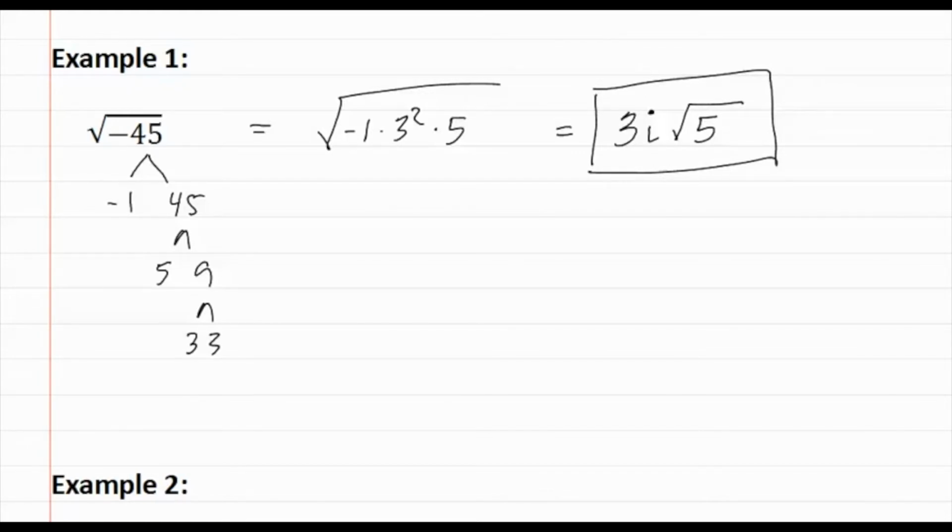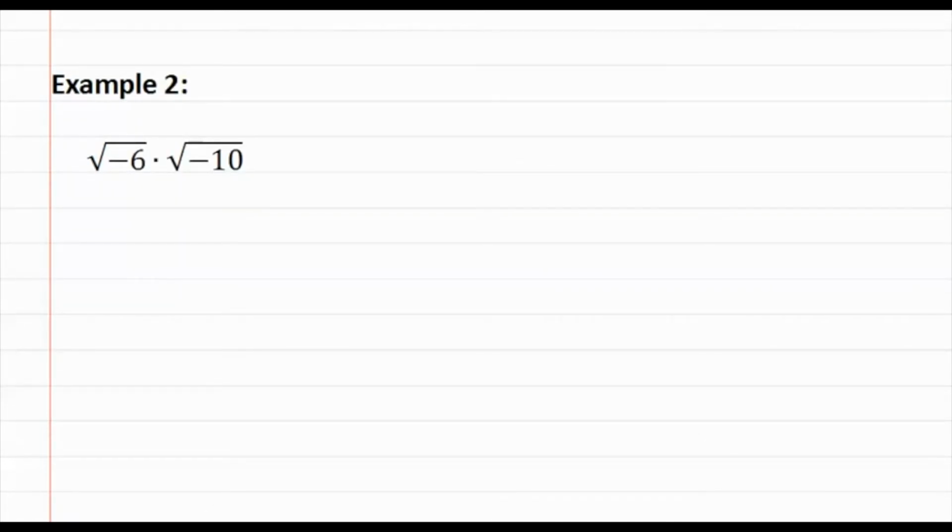Let's look at another example. Here's example 2. In this example, we first want to simplify the radical, and then we will worry about multiplying them together. So, in this first one, we have i square root 6, because remember that -6 can be broken up into -1 and 6, the -1 coming out as an i. This will then be multiplied by the other one, which is -1 times 10, or i root 10.